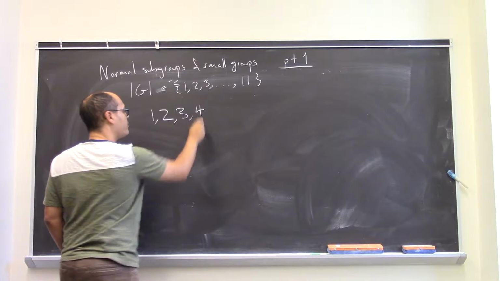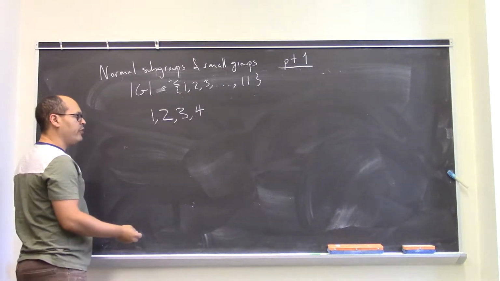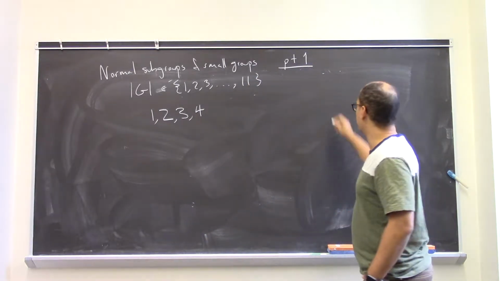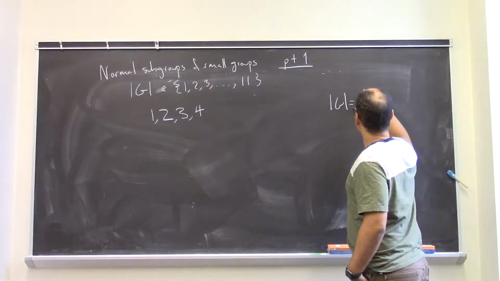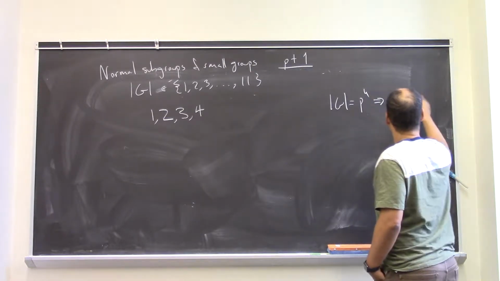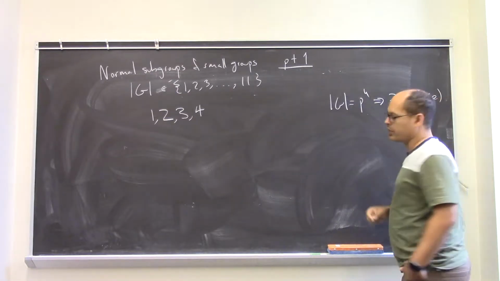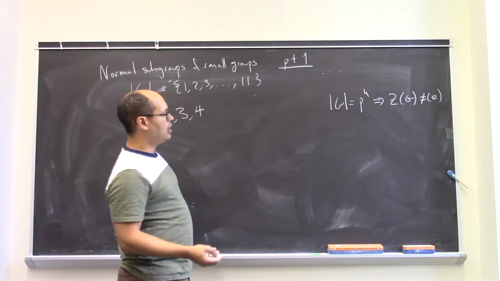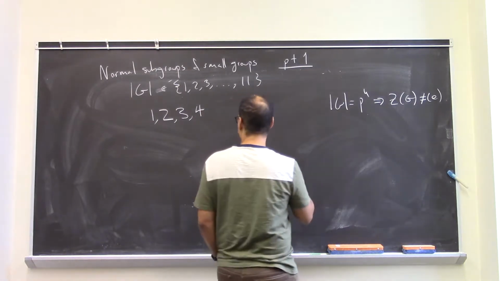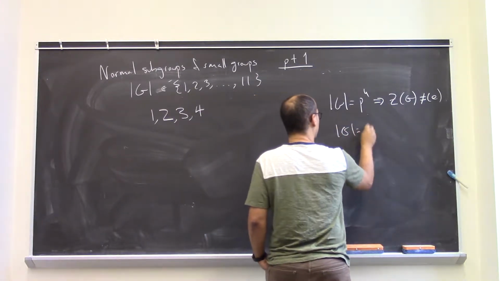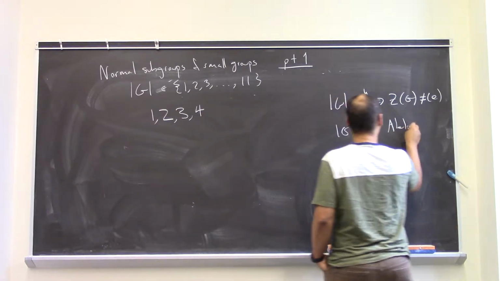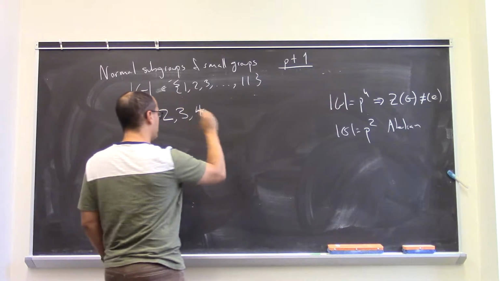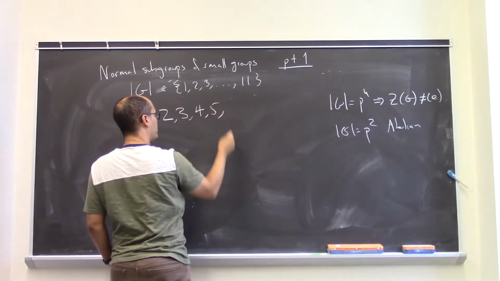Group of order 4. Now, as we've noticed before, if you have a group of prime power order, then it always has a non-trivial center, right? If the order of G is p to the n, then the center of G is non-trivial, and so you always have a non-trivial normal subgroup, in fact, central. And of course, if the order of G is p squared, you're actually abelian. So in any case, we know plenty about order 4. There are normal subgroups, it's abelian, and so on. 5 is prime, so they're cyclic.